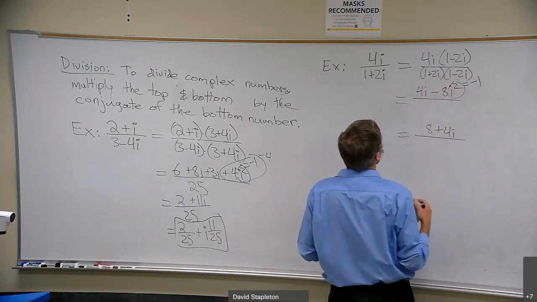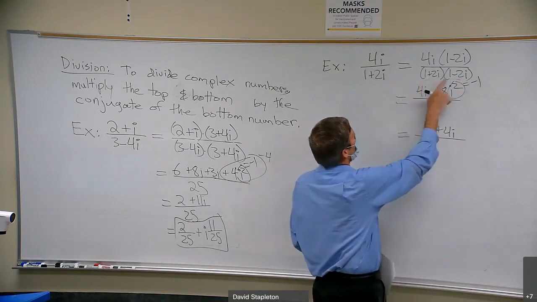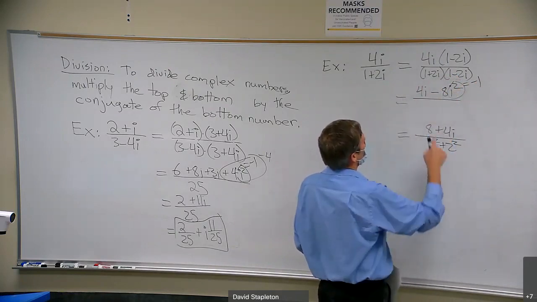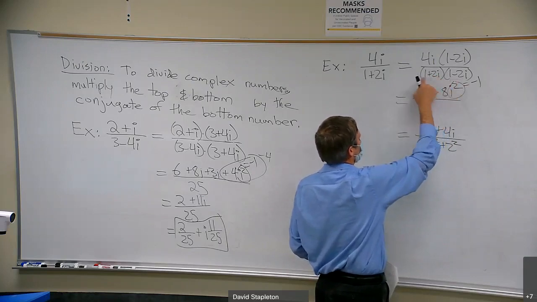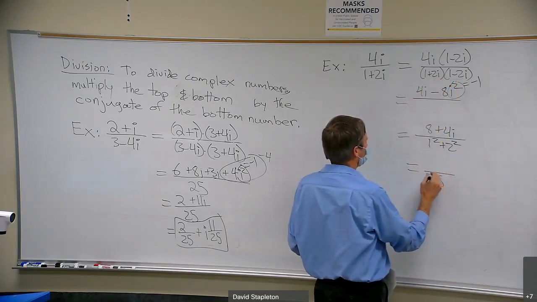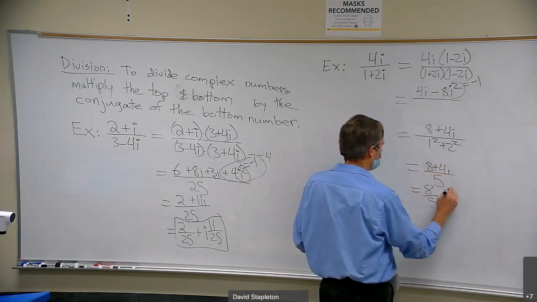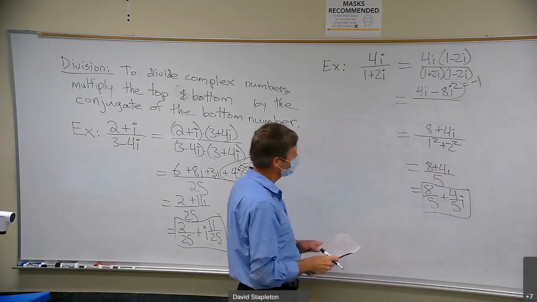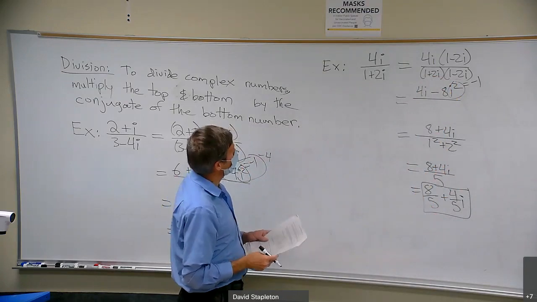And the bottom becomes, how can I compute this product of conjugates quickly? By our theorem, we could just take 1 squared plus 2 squared. We don't have to multiply this out and FOIL it. It always comes out for a number a plus bi: a complex number times its conjugate is a squared plus b squared, always. So there it is. It's just 5 on the bottom and 8 plus 4i on the top. You can write this then as 8/5 plus 4/5 i. There's the quotient of those two complex numbers.